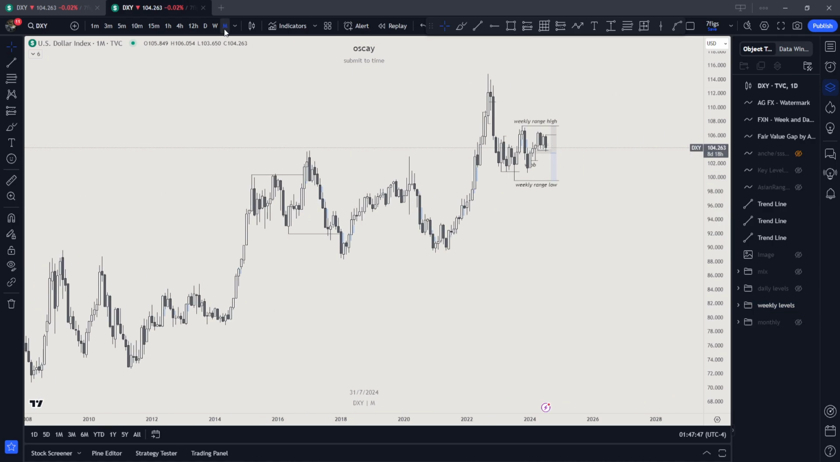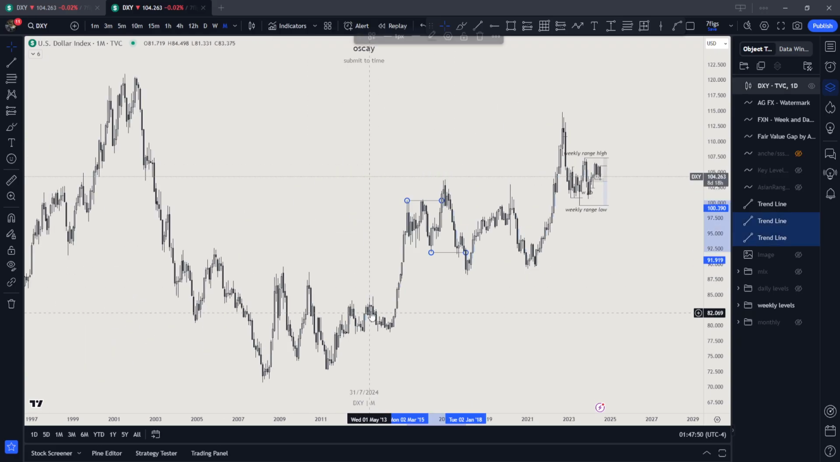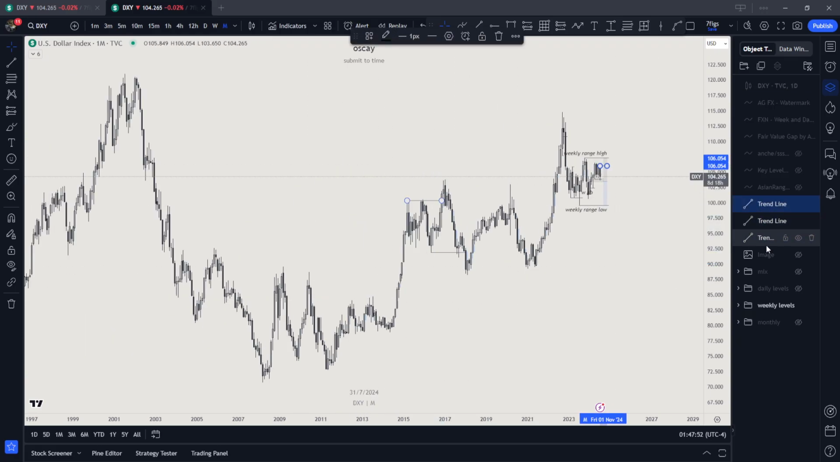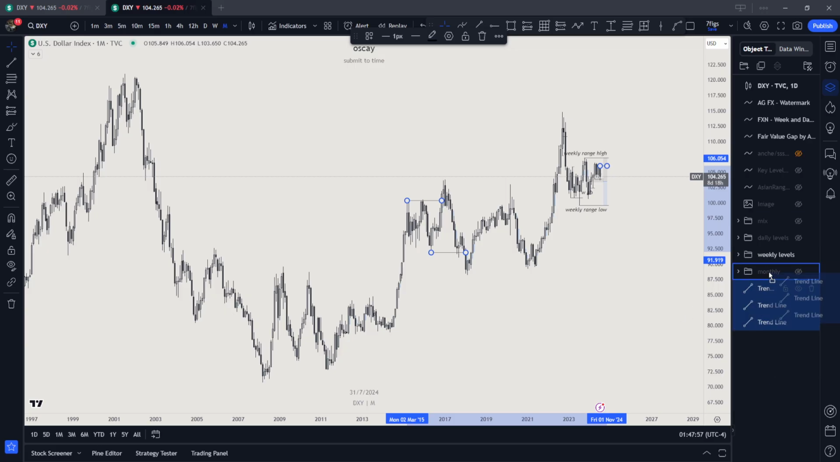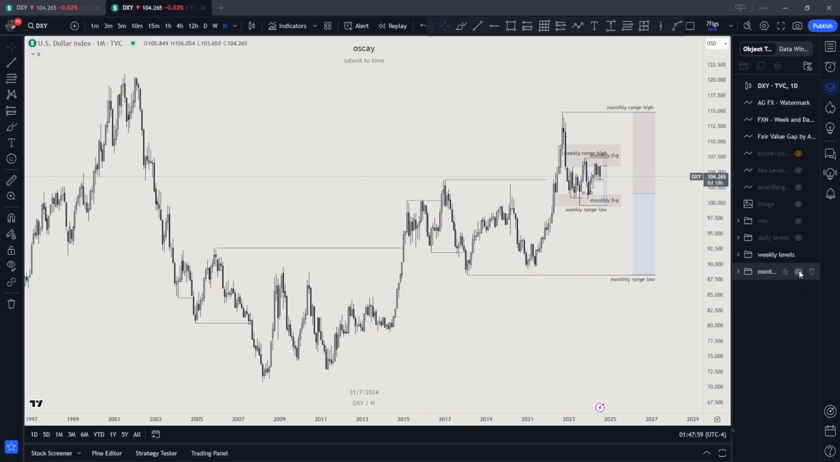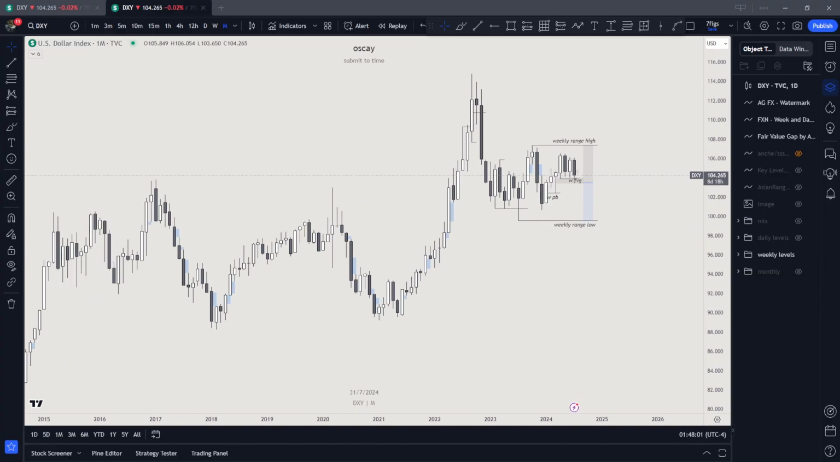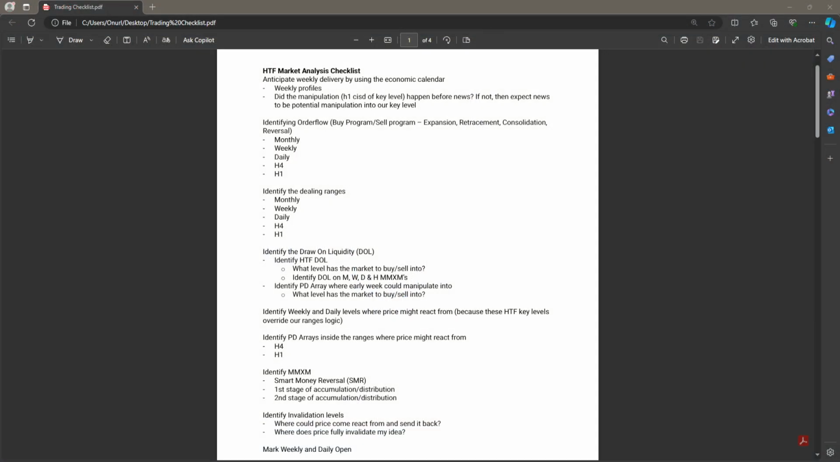For the weekly, these, we are going to drag these levels into the monthly levels box. And now for the weekly levels, let's go back onto the model draft. So what do we do? We identify order flow, buy or sell program. Like right now we are in a buy program, but we are consolidating on the monthly. And then the dealing range we have identified, we are coming off discount. And we have also identified a drawn liquidity on the monthly, but it's just a bit extra.